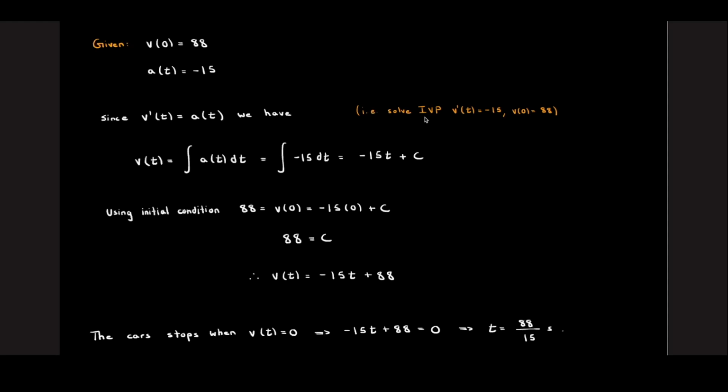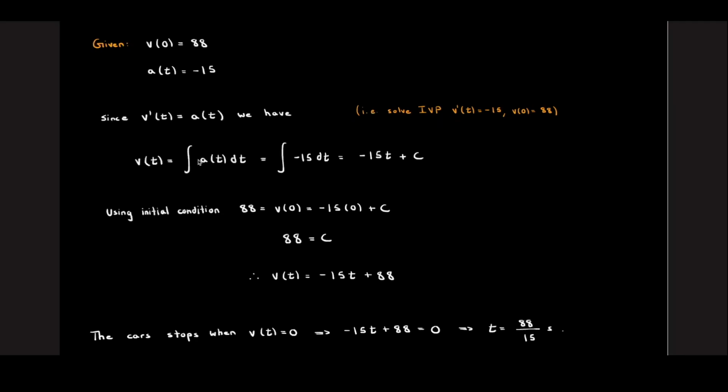And so in other words, we have to solve a simple initial value problem. We have to find this unknown function v, that when you differentiate it, you get the acceleration function, which is negative 15 in this case. And subject to the constraint that the initial velocity, v of 0, is equal to 88. So this is the problem phrased in terms of an initial value problem.